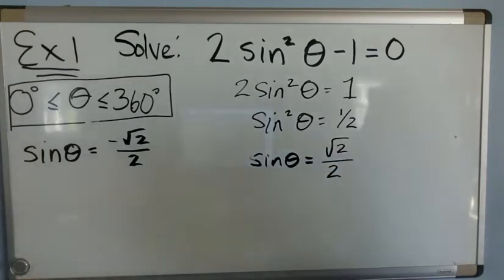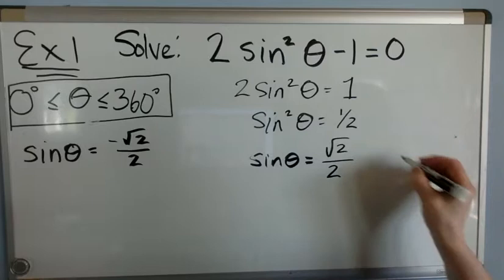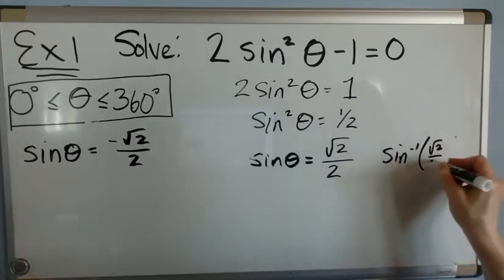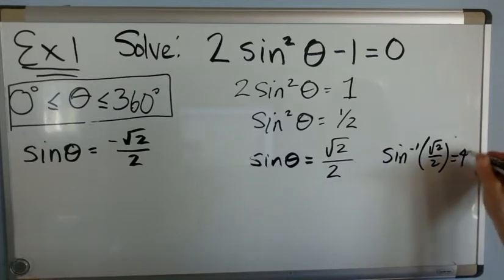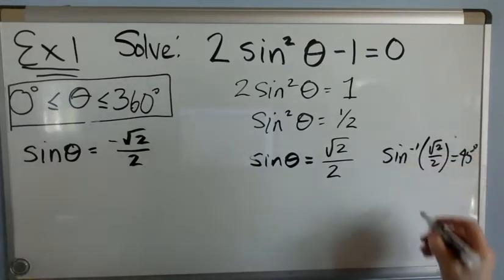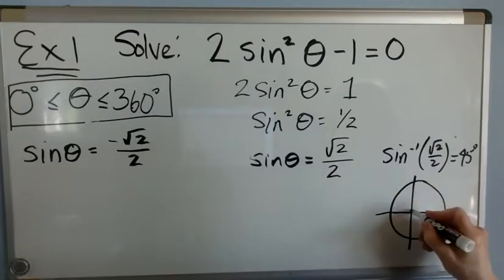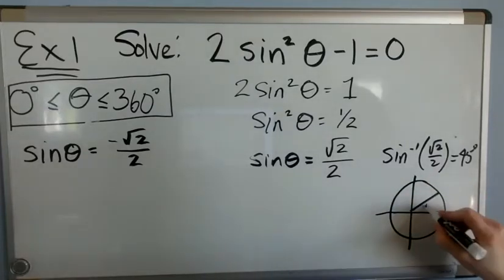Hopefully you know by memory which angle measure has a sine value of root 2 over 2. That's 45 degrees. But remember, you can always go to the calculator and do the sine inverse of root 2 over 2, and you'll also get 45 degrees. Remember, that is a quadrant 1 angle. So 45 degrees right here.